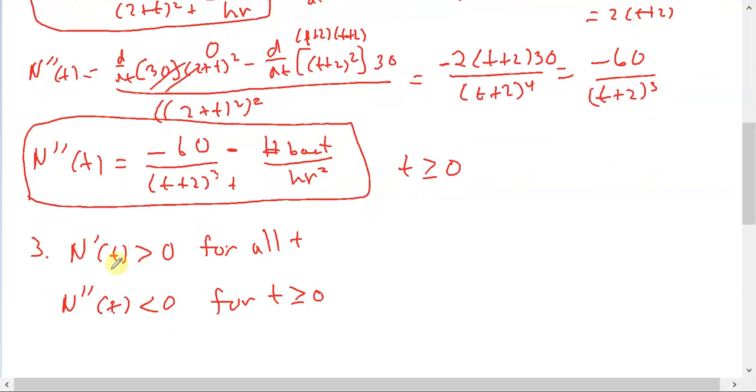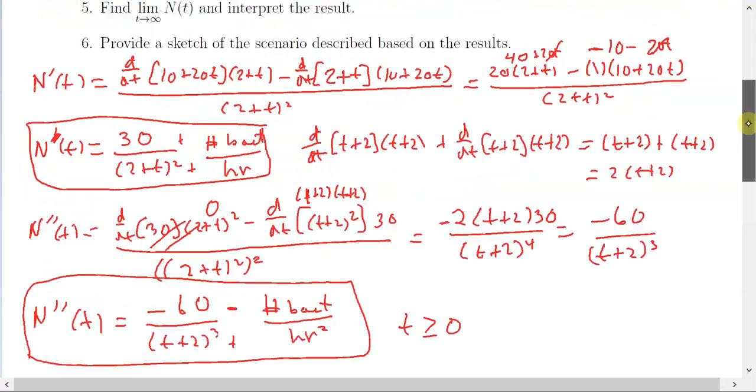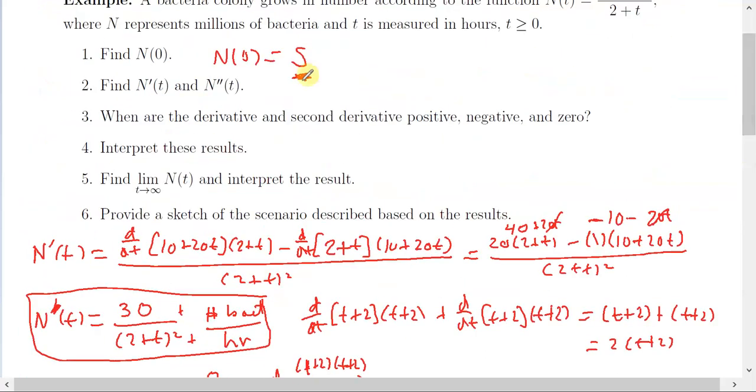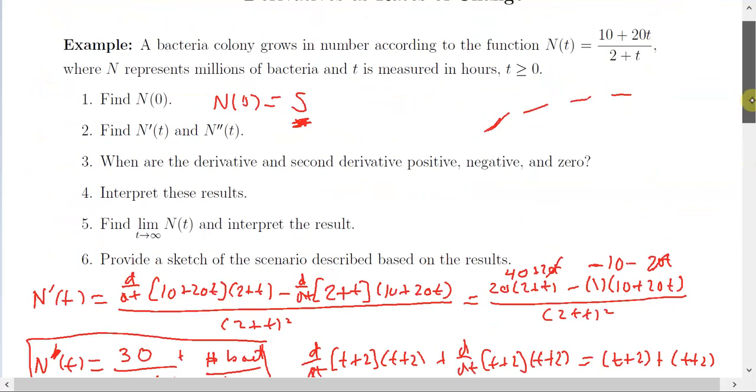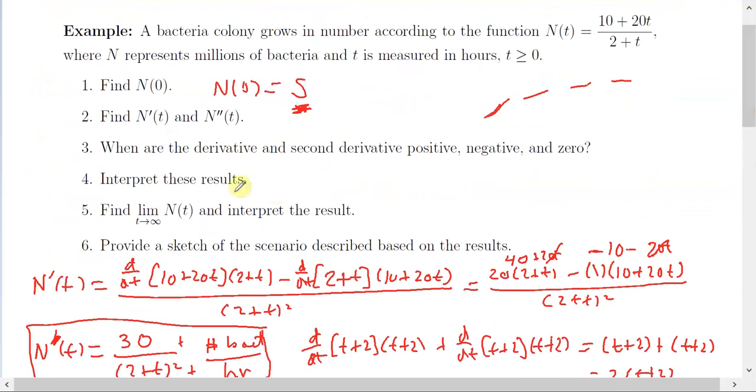So the idea is that it's growing from the time it starts at 5 million, but it's growing at a slower and slower rate. In terms of tangent lines, if you're thinking of a curve, the tangent lines are getting less and less steep as you go forward. So thinking of it kind of geometrically, that's how I'm interpreting the results on what's happening there.